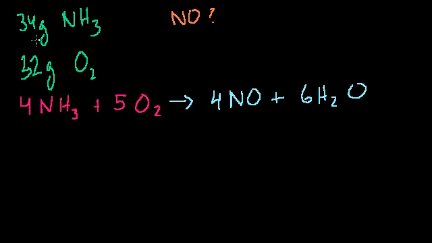We're given 34 grams of ammonia. So what we need to figure out is how many moles of ammonia we were given. What's the molecular mass of ammonia?